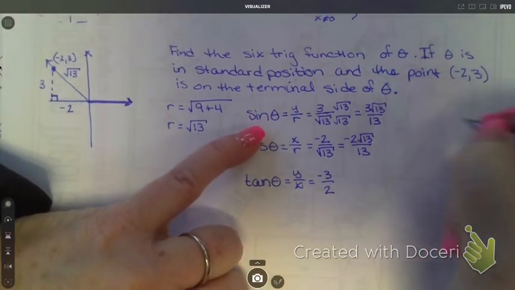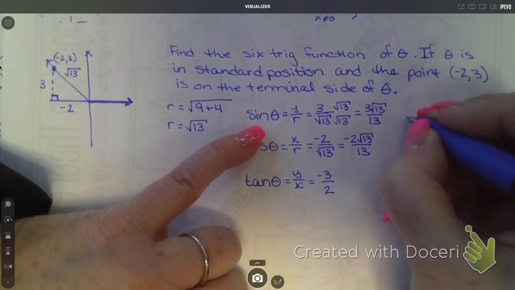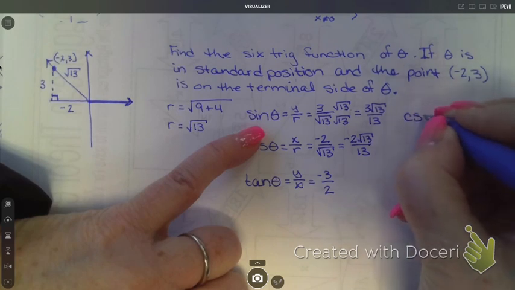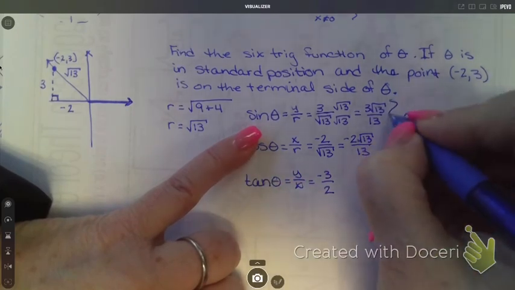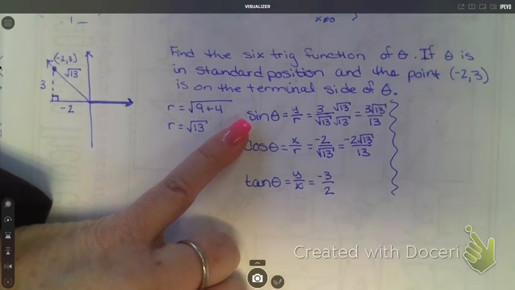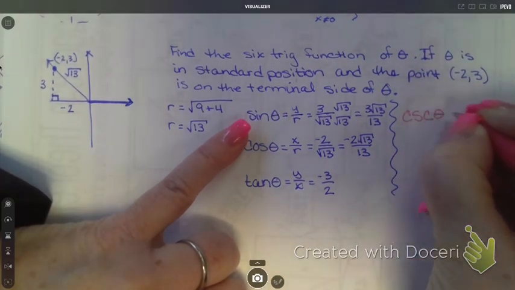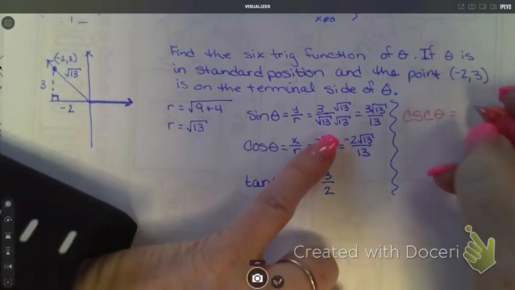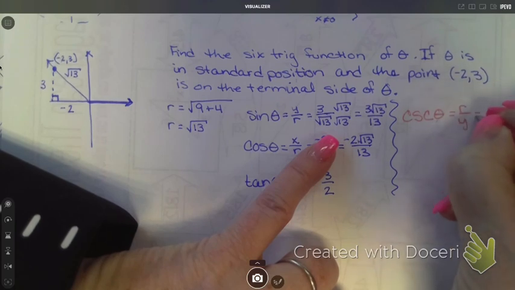Okay, what's the reciprocal of sine? Cosecant. So CSC, and I usually put them right next to each other. Does it help when I put a squiggly? How about I do them in different colors so you can see it? Okay, so cosecant. Square root of 13 over 3. Oh, nope. What's your ratio? R over y. And yes, it is the square root of 13 over 3.